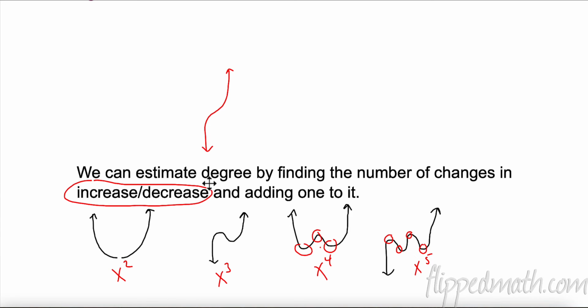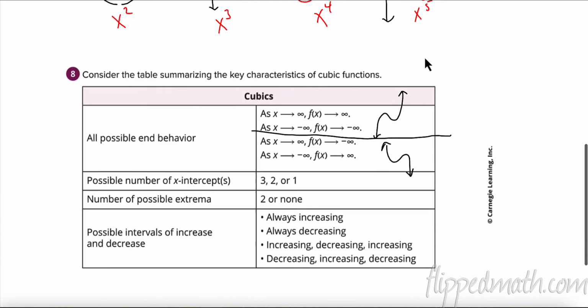All right, it doesn't work every time, because this one, if I said how many changes does it go from increasing to decreasing, it would be 0, right? I have 0 changes. So let's look at cubics a little bit more. Here are two possible cubics that we could have. We always know the end behavior is going to be the opposite.